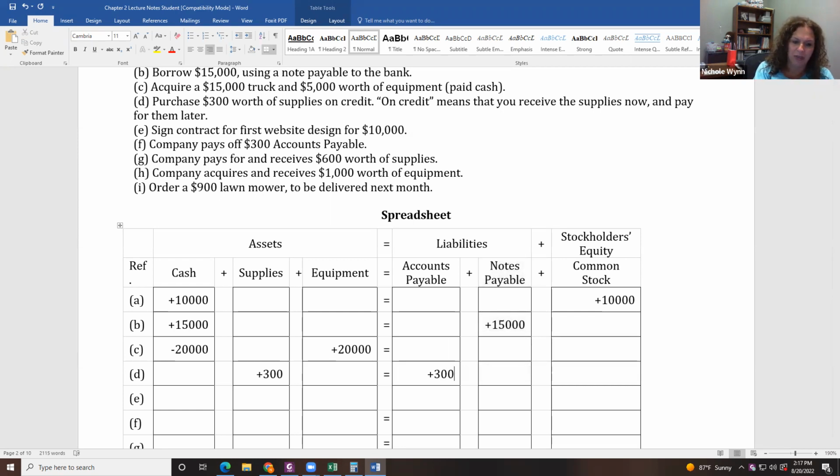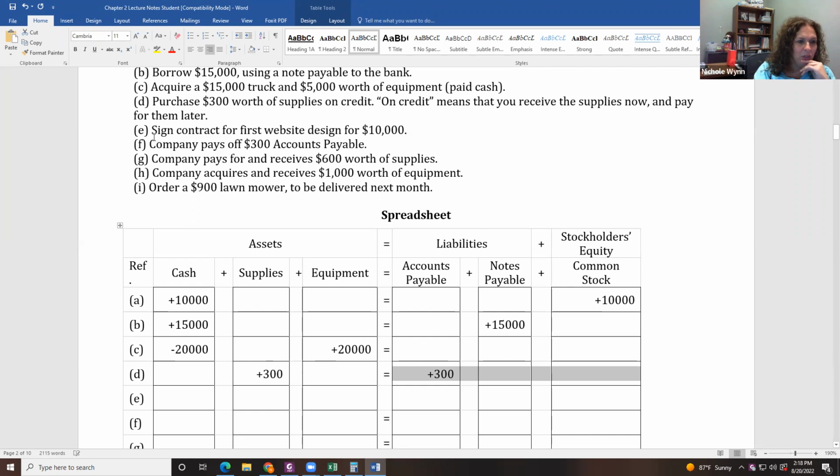And then again, students ask, why plus? You didn't pay, why is it going up? Well, the liability is going up. Later on, when we pay for those, then we will minus, okay? But right now, all I've done here is I received supplies and I'm going to pay for them some other day. I have plus 300 on this side and plus 300 on this side. So I am in balance.